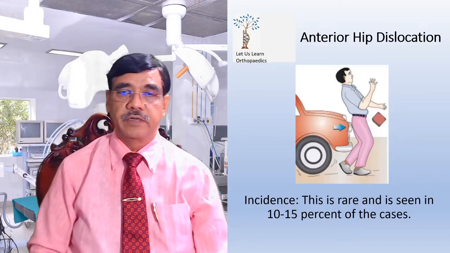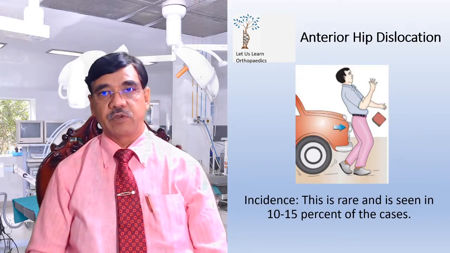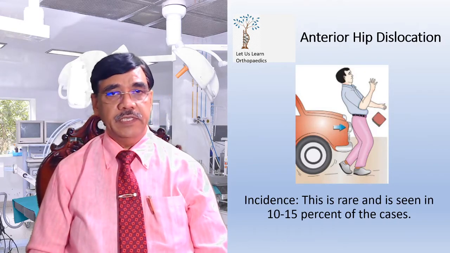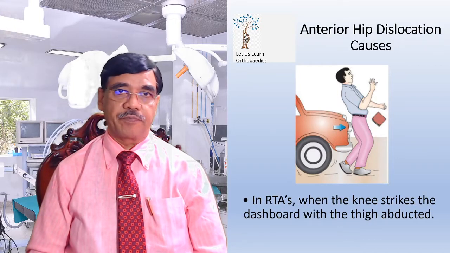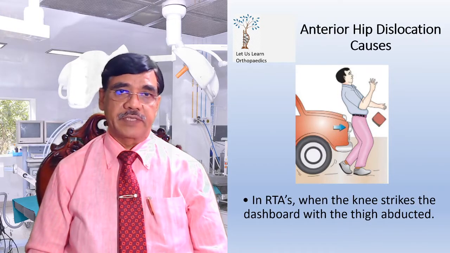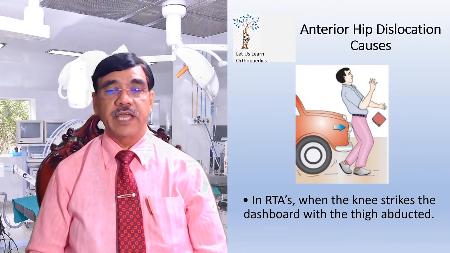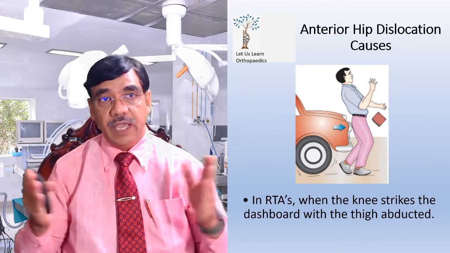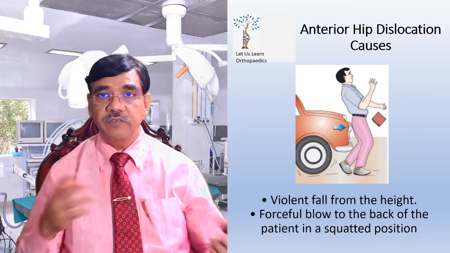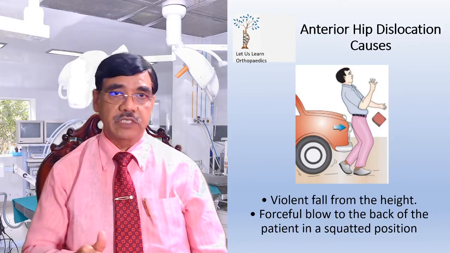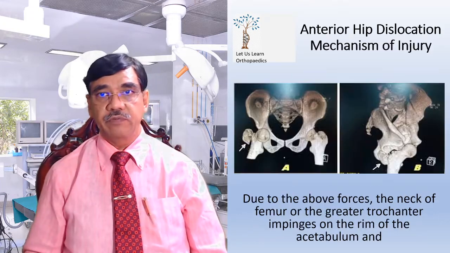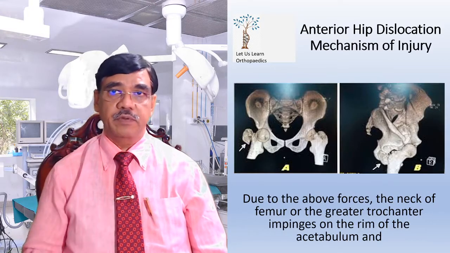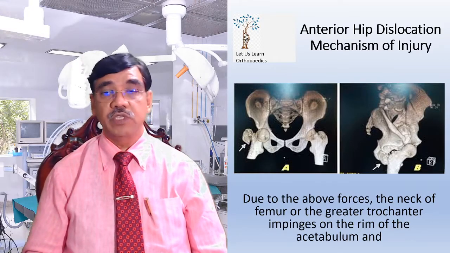Dear students, we are going to discuss the anterior hip dislocation today. The incidence of anterior hip dislocation is rare, seen in only 10 to 15% of cases. The causes are a road traffic accident, when the knee strikes the dashboard with the thigh abducted, a violent fall from a height, or a forceful blow from the back of the patient in a squatted position. The mechanism of the anterior hip dislocation is due to the above forces.